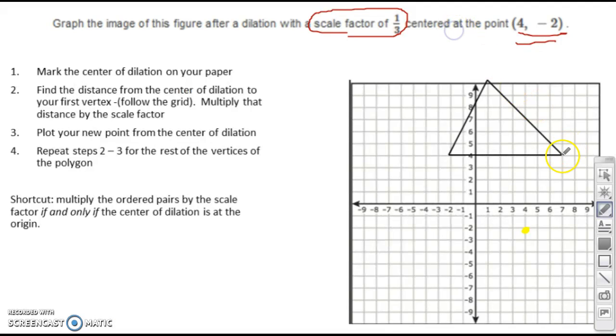And then I'm just going to pick a vertex. And from the center, I'm going to count how I got there, following the grid. So I go up 1, 2, I'll draw it. 1, 2, 3, 4, 5, 6, and over 1, 2, 3. So I travel 6 over 3 to get to that vertex. I want to multiply each of those by 1/3. So my new distance would be 2 over 1. So from the center, I'm going to go up 2 and over 1. That would be my new vertex.